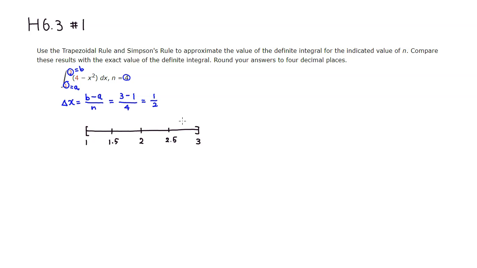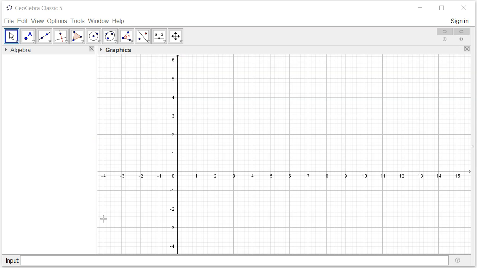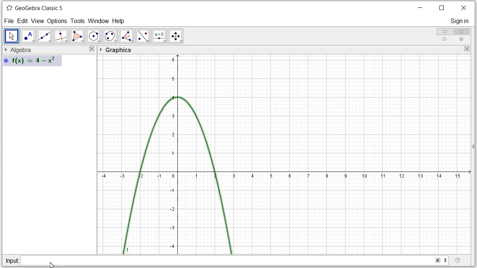Then the first one is the trapezoid rule. I'm going to open up GeoGebra and define the function f of x equal to 4 minus x squared. So we got that. Hit enter. Then we need to compute. So delta x is, maybe I should do, we need to have 1/2.